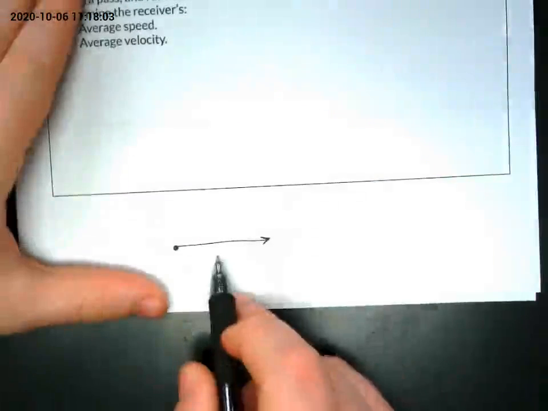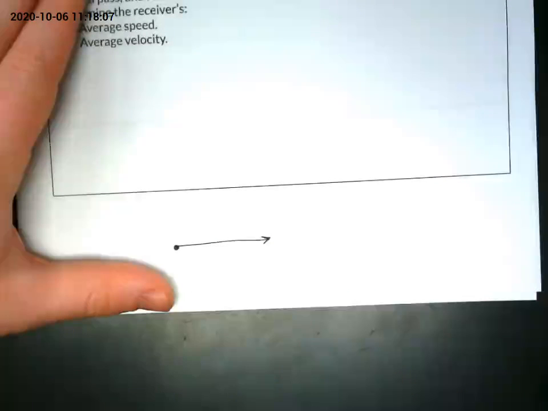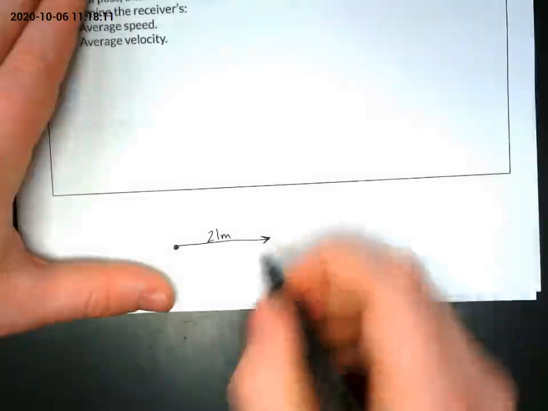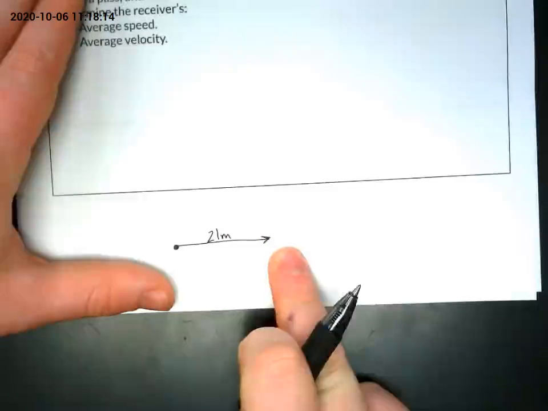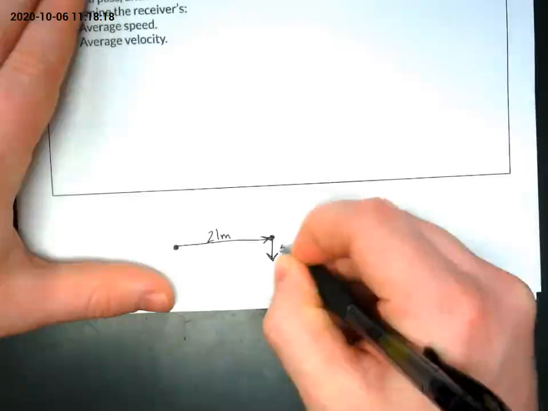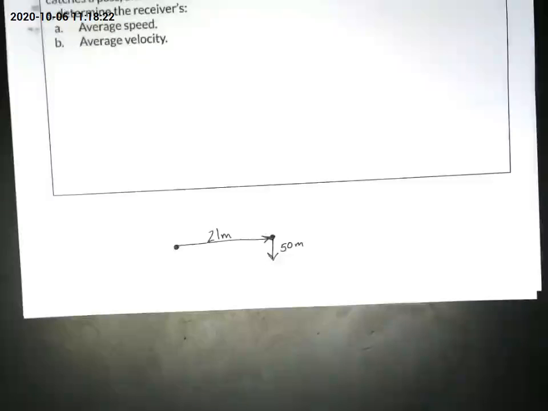So let's say this is an example where this would be drawn incorrectly. Let's say this guy right here is 21 meters. Okay, and let's say you walk 21 meters to the east, and then you change directions, and then you walk 50 meters to the south. Do you see what the problem is already?